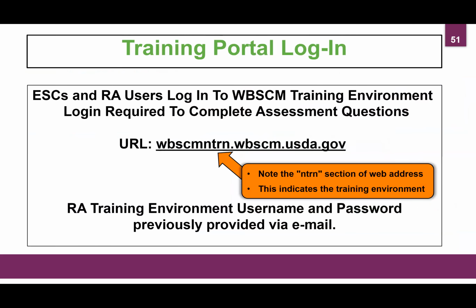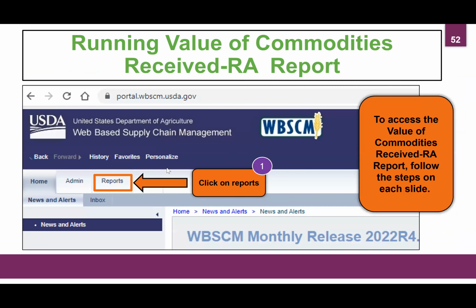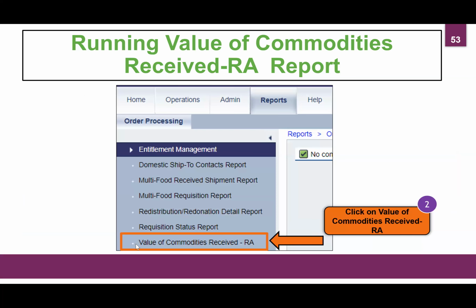Okay, again, we are in the training environment, so hopefully everybody is using this website. Okay, again, we're going to go to reports. So now we're going to access the value of commodities received, and then we're going to just follow the steps. So you'll go back and click on reports from your home page. Then we'll want to click on value of commodities received, RA.